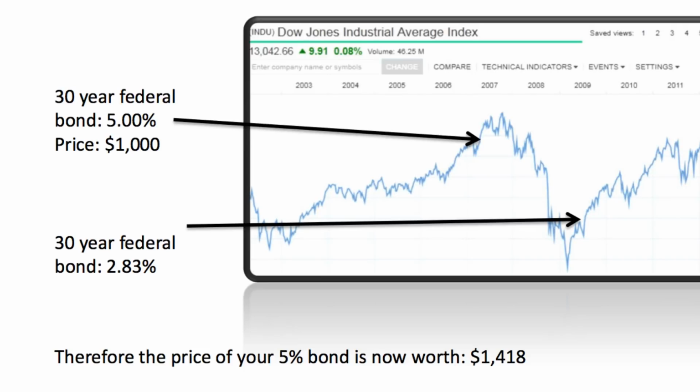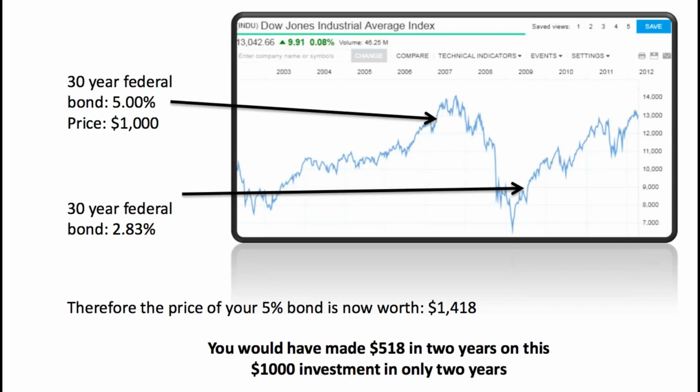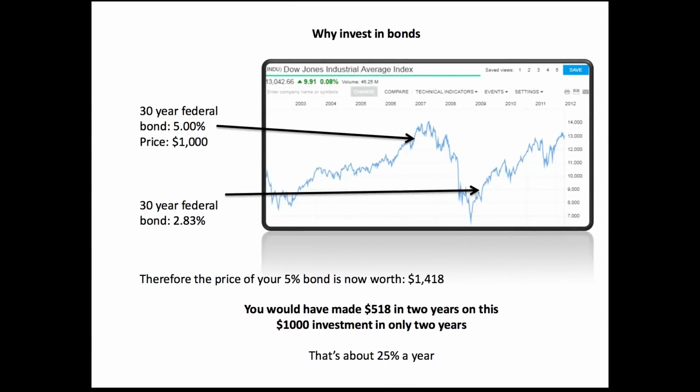And now it's 2 years later, and the best that anybody can go out and find is 2.83%. But what are you holding on to? You're holding on to the 5% bond. And who doesn't want to buy a 5% bond when interest rates are that low? So your bond becomes more valuable on the market because you're holding the 5% bond when everyone else can only get 2.83%. And so the value would have changed approximately up to $1,418. And then when you add in 2 years of coupon payments, that actually goes up to $518 that you would have made in a 2-year period. So that's about a 25% return for owning that bond in just 2 years.